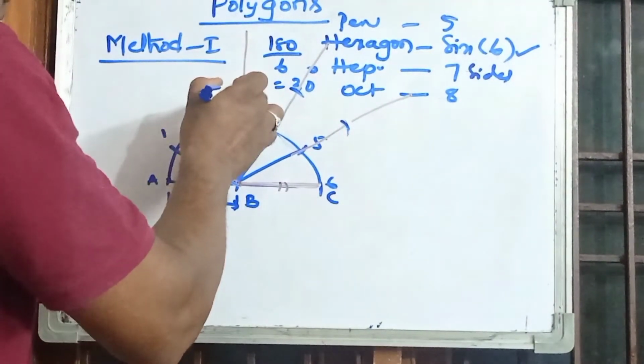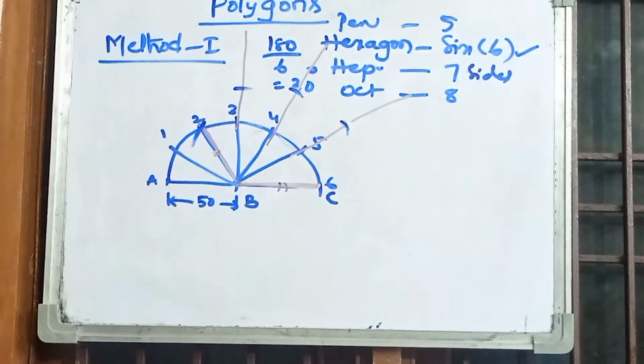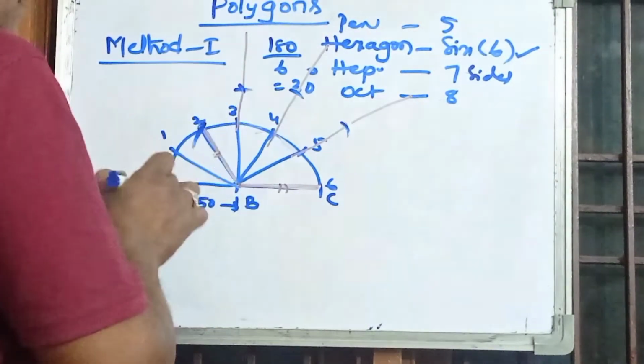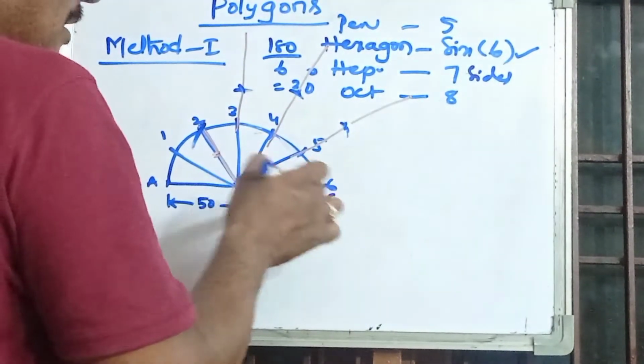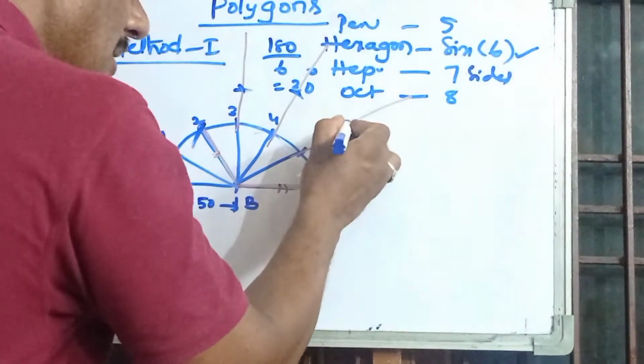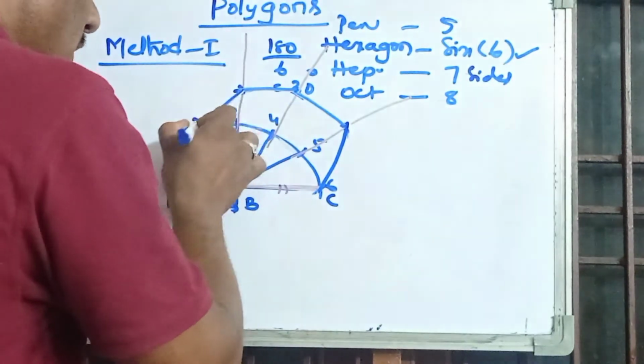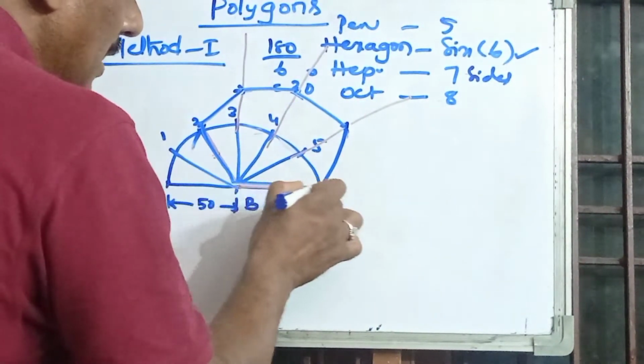If you check from here, automatically you will get point 2. Or you can start from here also. From this point to this point, cut the point, and cut this point. Now join all the sides, and you will directly get a hexagon.